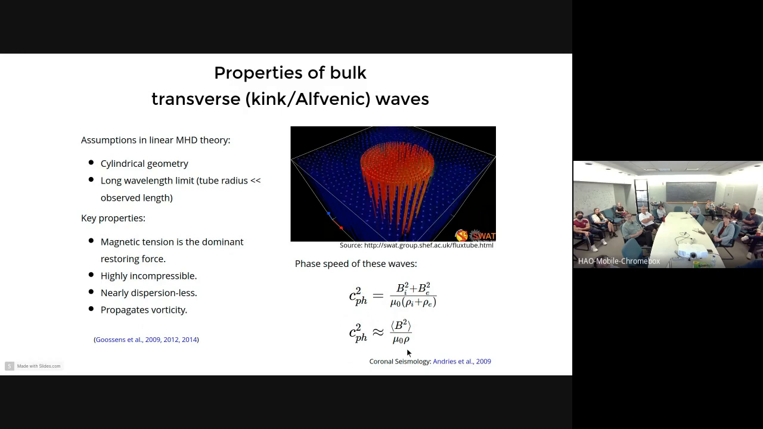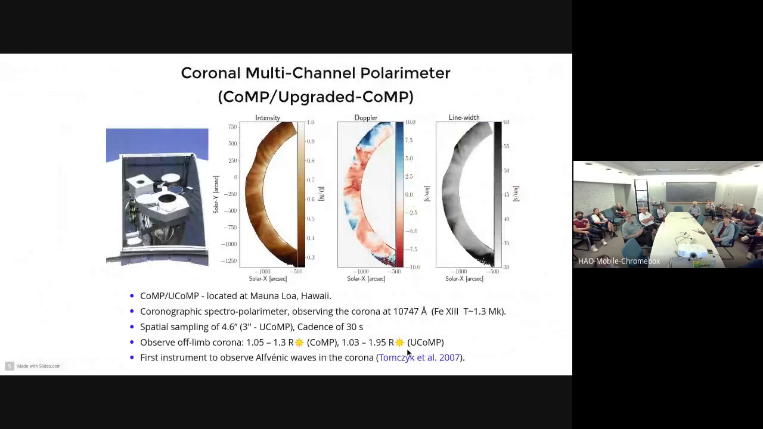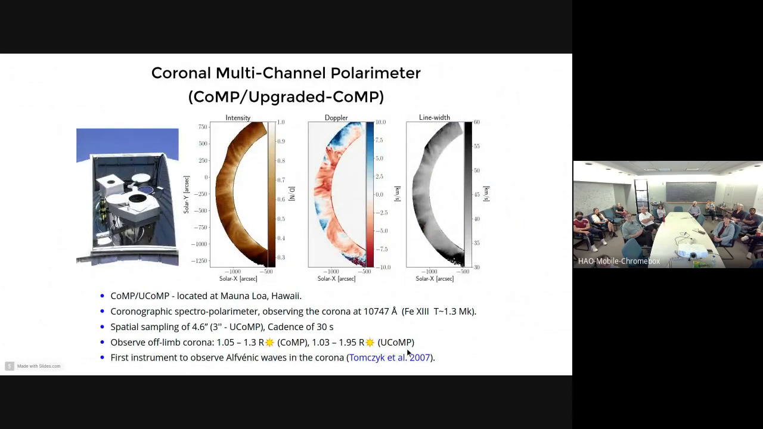It lets us deduce different parameters which are not easy to get directly from the observation itself. So before going into any particular examples, I will be a bit biased here, because I will be presenting most of these outcomes from the CoMP observations only.